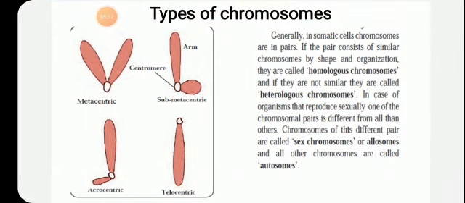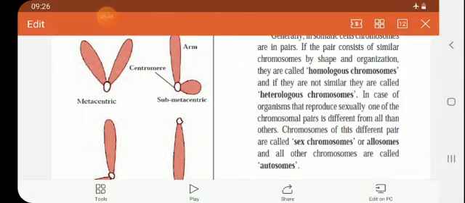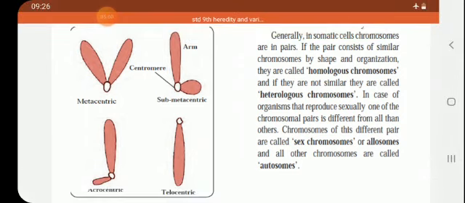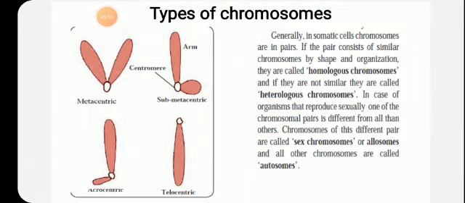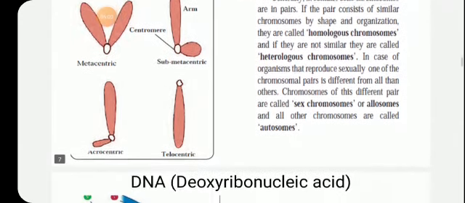Next is the submetacentric chromosome. Here you find a difference in the shape of the chromosome. The centromere is near the center, but it looks like an L shape where one arm is smaller than the other. It is an L-shaped chromosome. One arm is slightly shorter than the other. Next is the acrocentric chromosome.